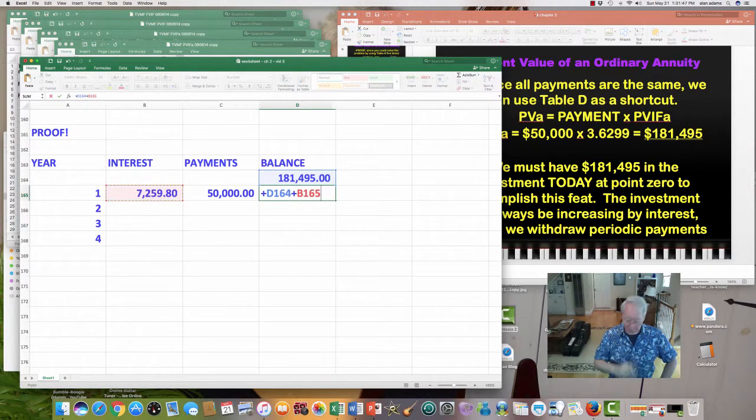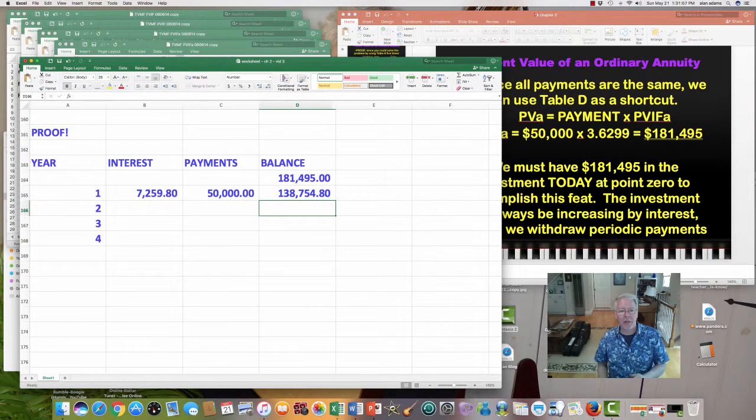And then on the last day of the year, I minus that $50,000 payment. So what do I have after I do that on the very last day of the year? I've got remaining working for me $138,754. That money will work for me in the second year. So any interest I earn in year 2 will now be based on that number. It's going to be less, of course.